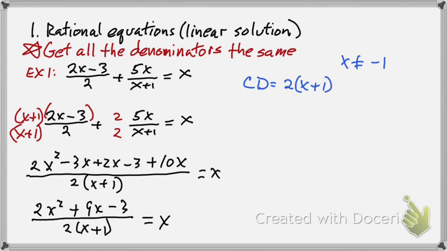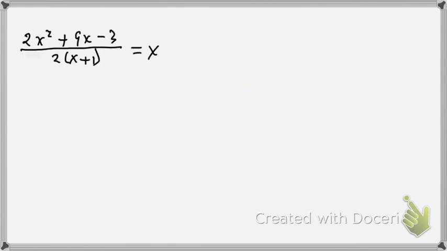Let's continue on the next page. Now I've got this, and I want to clear out that fraction. Now notice we're assuming that x does not equal minus 1. So if I multiplied both sides by the denominator of this fraction, it'll make that denominator go away on the left. So that's what I'll do.